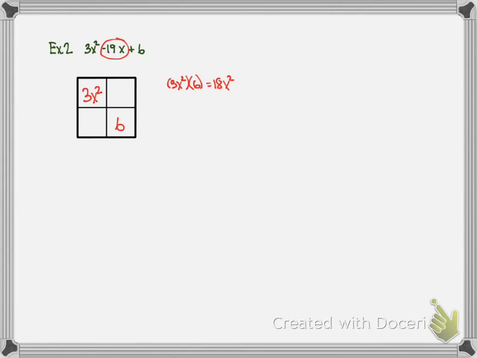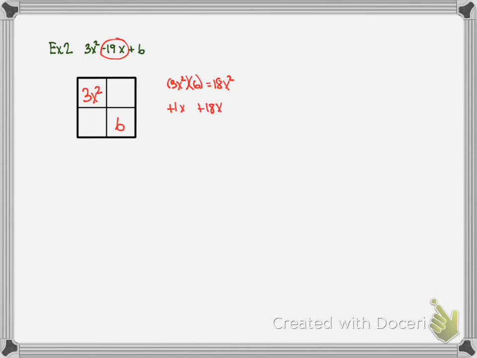Let's look at a second example. 3x squared minus 19x plus 6. Draw the box. Put 3x squared in the top left, plus 6 in the bottom right. Multiply the two, and I get 18x squared. We need factors of 18x squared that add up to negative 19x.